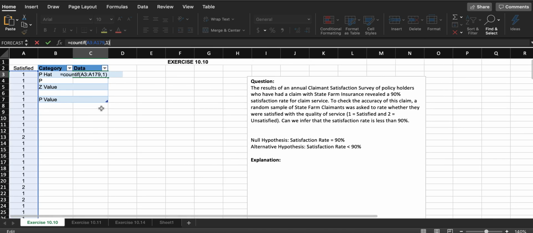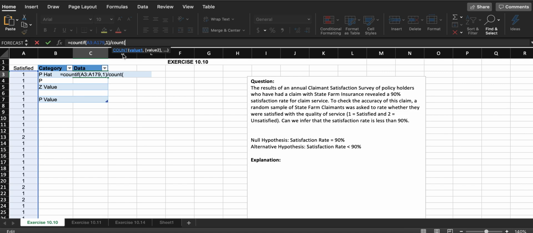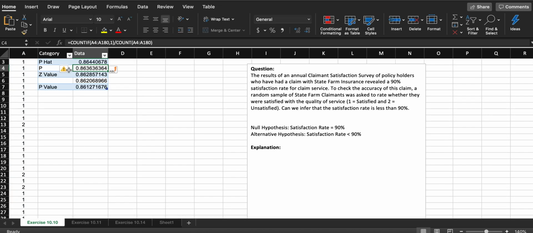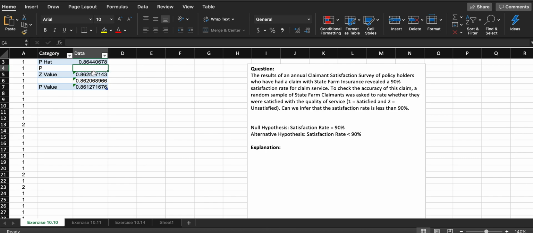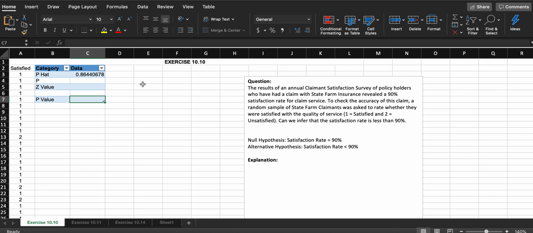We're looking at individuals that are satisfied, and again, this is our p-hat, so we have to divide this by our n. Now in order to do that, you just divide, and you're going to use a COUNT command and use our range, and you hit enter. So you should get 0.86. So 86% of our population, or our sample in this case, is satisfied.